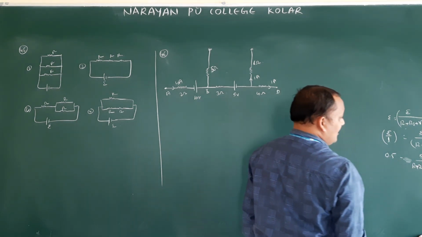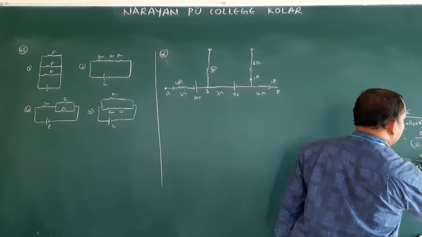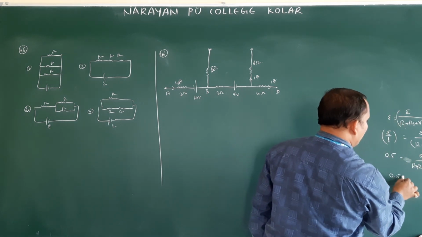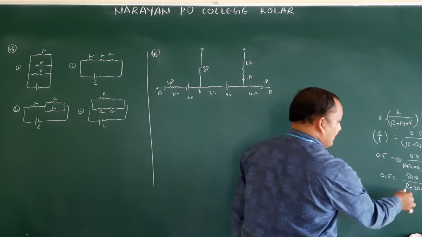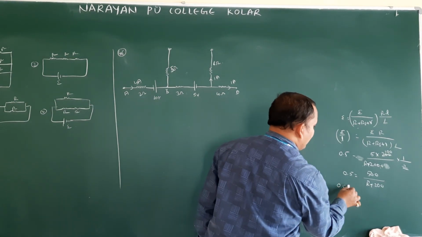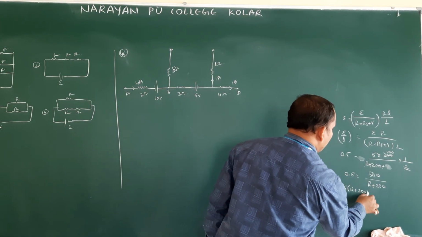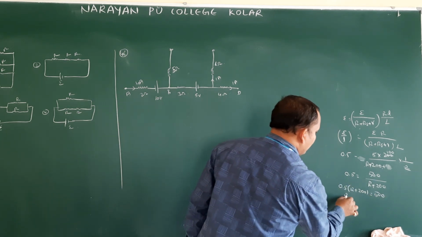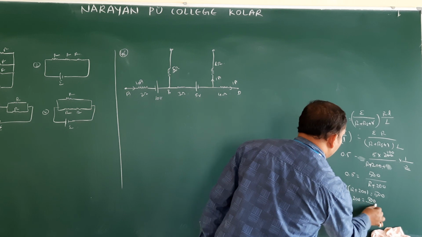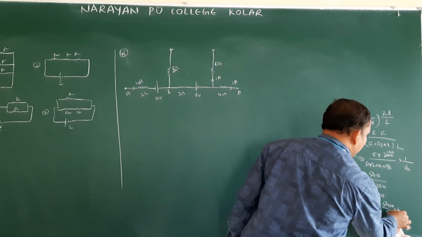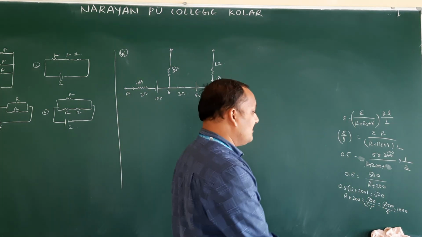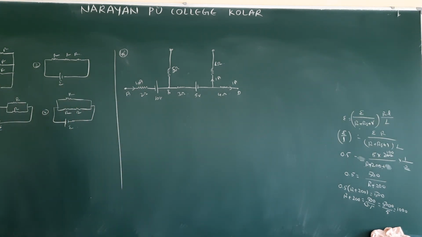The potential gradient, how much did they give? 0.5. So solve this one, this 2 will be cancelled in this 100 times 500. So 0.5 is equal to 500 by R plus 200. So multiply here: 0.5 into R plus 200 is equal to 500. So R plus 200 is equal to 500 by 0.5. So 5000 by 5 means this is 1000. So R is equal to 1000 minus 200, that is nothing but 800. You are getting that, isn't it?